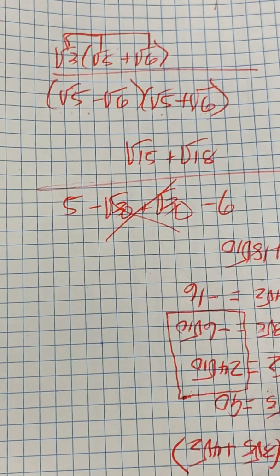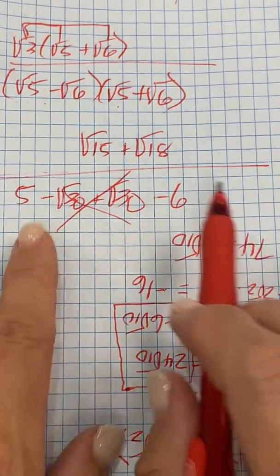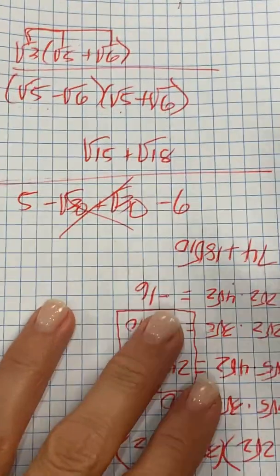The denominator is always going to come down to just a constant. That's what you want to happen. You have rationalized the denominator and taken out all those radicals, and it's come down to just a constant. So the denominator is just what? Negative 1.